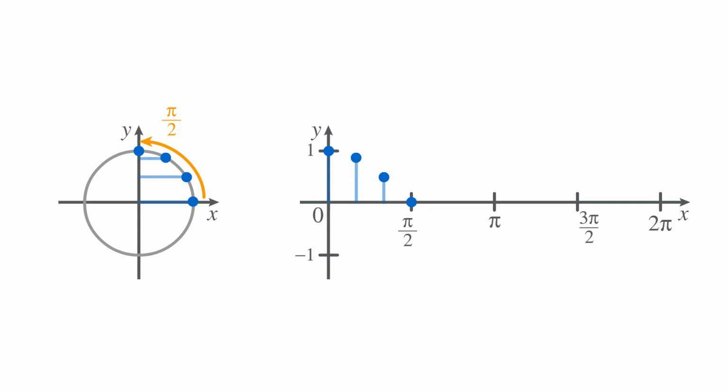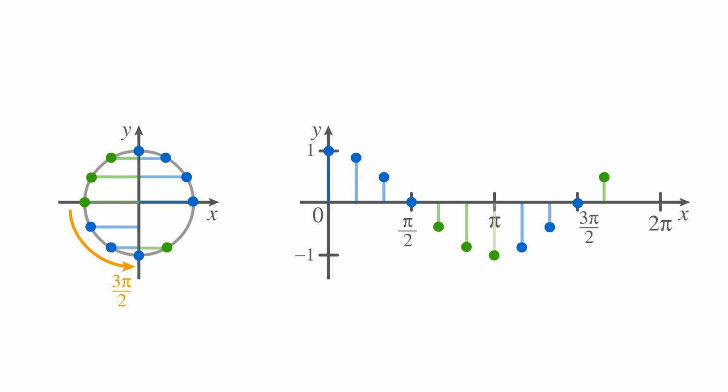Continuing through quadrant 2, the x values of the circle turn negative and decrease to -1. In quadrant 3, the x values of the circle head back toward 0. And finally, in quadrant 4, they increase back up to 1.